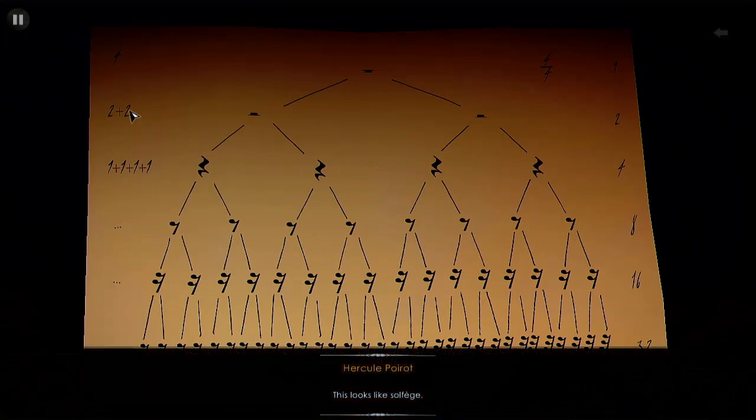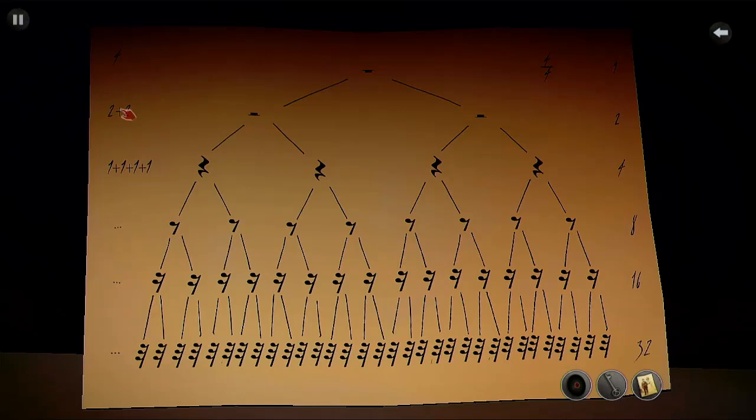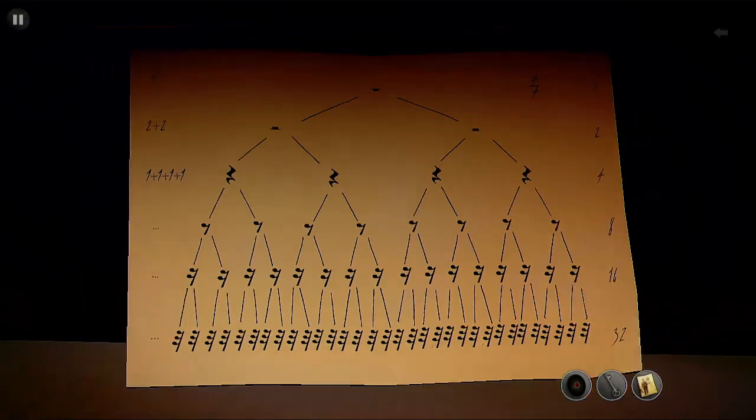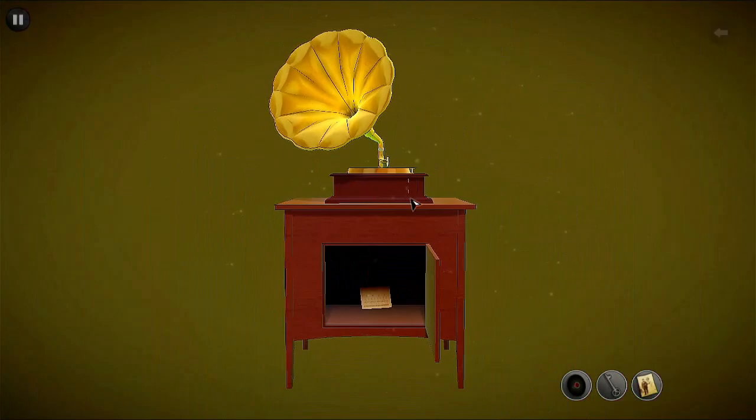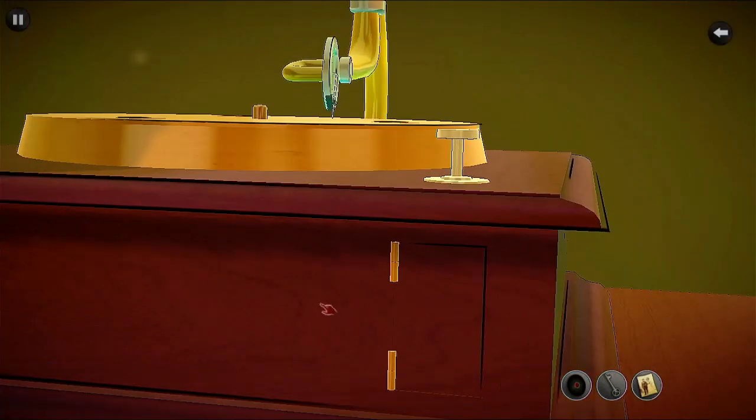This looks like solfège. I have no idea what that is. I am not classically musically trained. Okay. Let's have a look at some other things. Let's have a look at this thing. What is this?